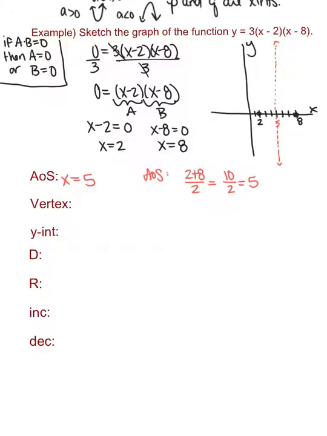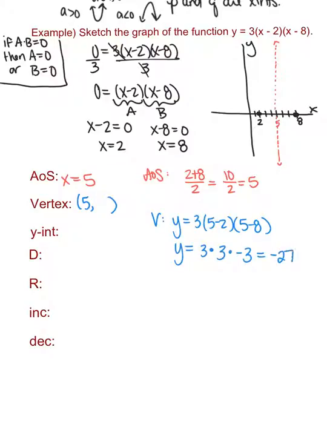So now I've got to find the vertex. I do know that this is going to open up, so my vertex should be 5, comma, probably a negative number, so that this thing opens up. Let's plug in 5 to see what that vertex is going to be. So I have y equals 3 times 5 minus 2 times 5 minus 8. So I end up with 3, again 3, and then a negative 3. When I multiply those out, I get negative 27. Because that's a pretty large number, I'm just going to go down here and label this as negative 27. And now I have enough to sketch the graph of this parabola.